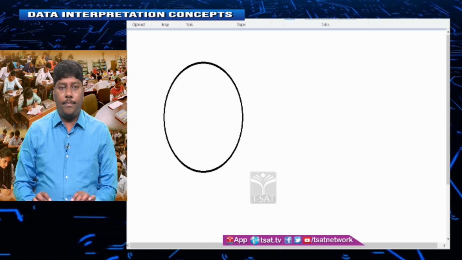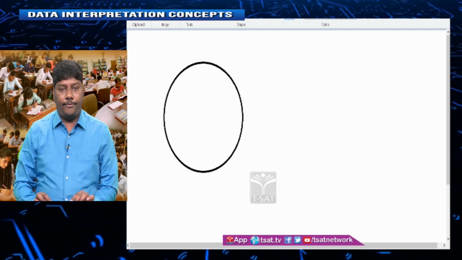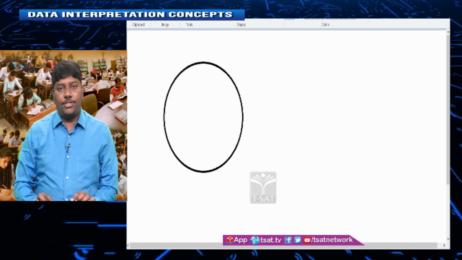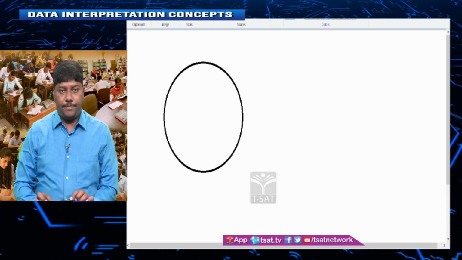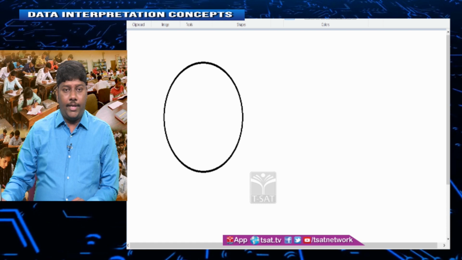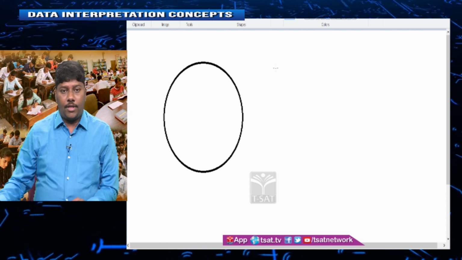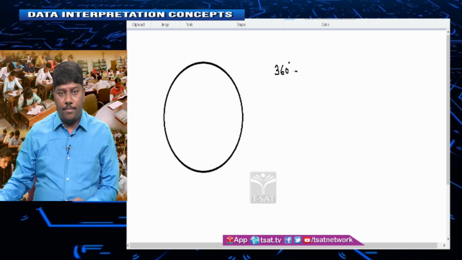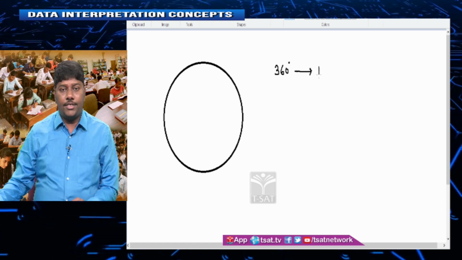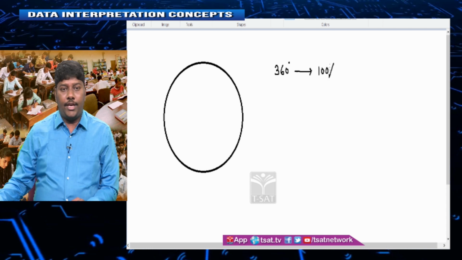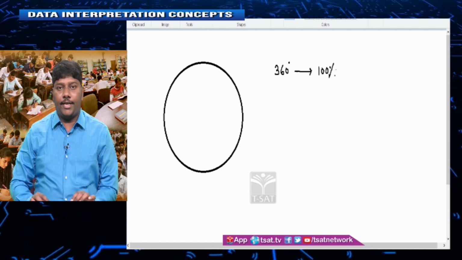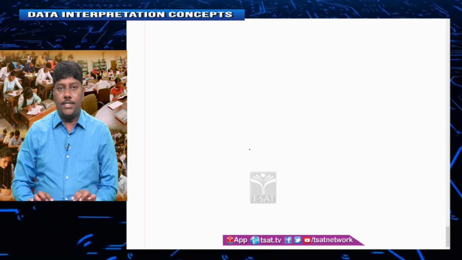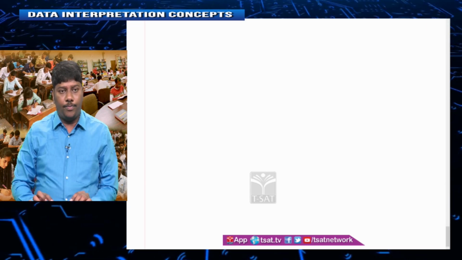Now, look here. A pie graph is a circular graph, as shown in the given figure. A pie graph consists of 360 degrees. If I take the data which is given here, the complete data is 360 degrees. But if I take it in terms of percentage, it is 100%. So, 360 degrees is taken as 100%. How do we convert percentage to degrees and degrees to percentage?